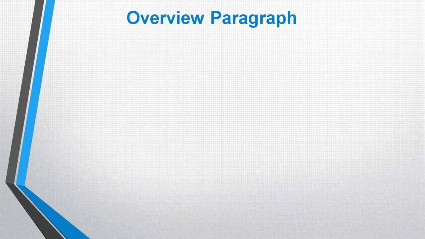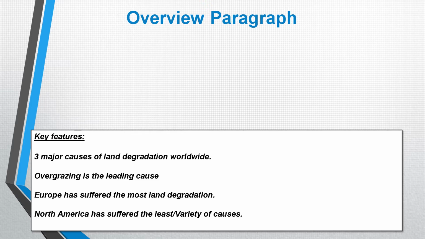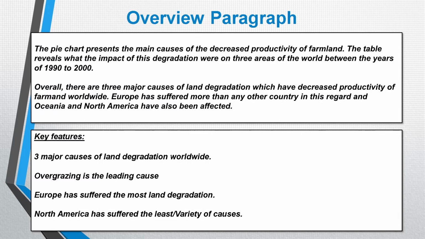Next, we're going to add the overview paragraph. So we've got our key features all ready to use, and this time I've put them together in the following paragraph. Overall, there are three major causes of land degradation which have decreased productivity of land worldwide. Europe has suffered more than any other country in this regard, and Oceania and North America have also been affected. So there we go.